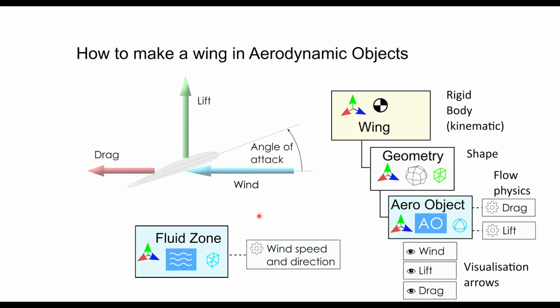And we're modelling this same as before. We've got a fluid zone which we're setting up wind, where we can vary speed and direction, and then our aerodynamic object is made up of our three objects of a rigid body, a geometry body, and then a body that contains the aerodynamic components.